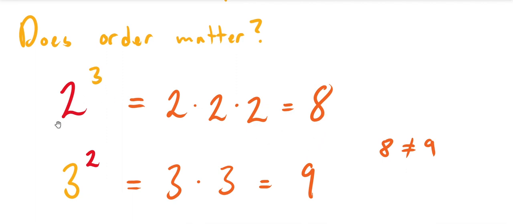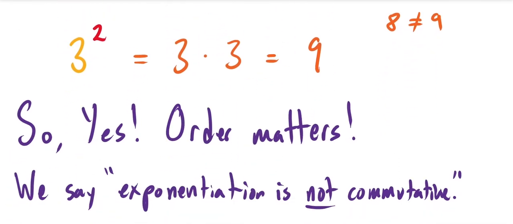And those two numbers are not the same. So interchanging the role of who's in the exponent and who is the base is not going to give you the same number. And that means that order matters. We say then that exponentiation is not commutative. The order in which you do it actually matters, as opposed to multiplication and addition.